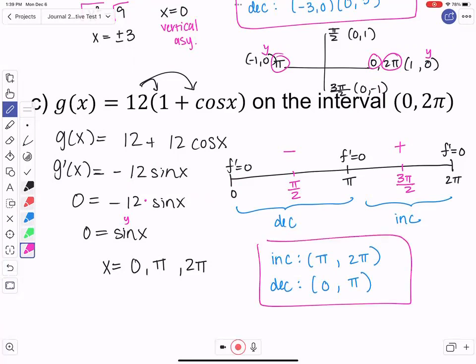That's it. So this one was a little bit long, so let me just do an overview. You had to take the derivative and you get negative 12 sine. You set it equal to 0, you find sine is equal to 0. You had to use the unit circle to find these angles, and then you just make a wiggle chart.